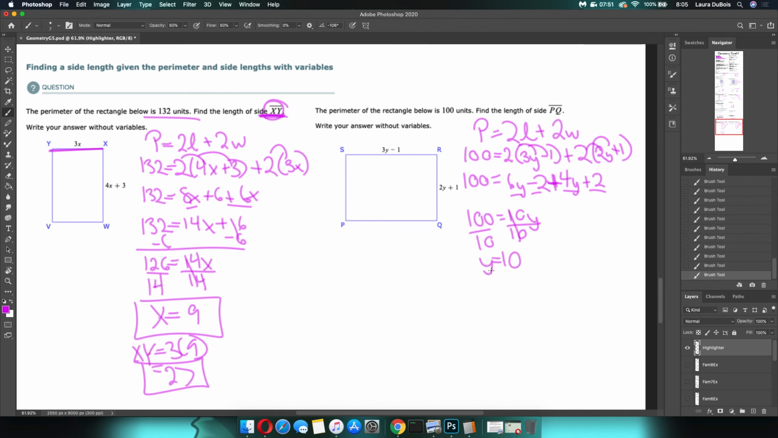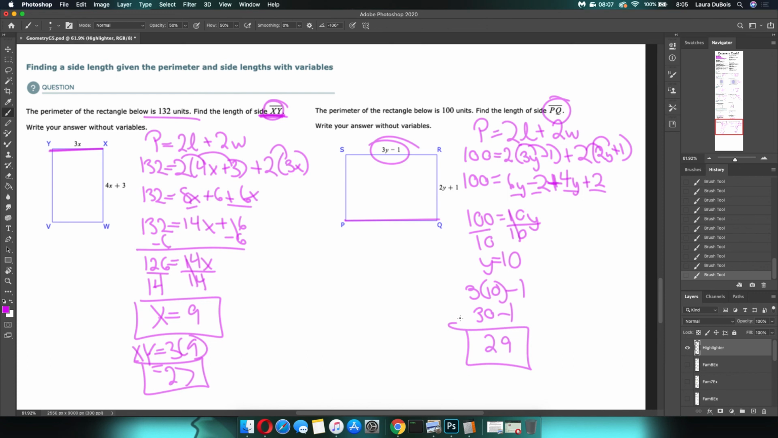And what are they actually looking for? PQ. What's PQ? PQ is this side, which means we're using this measure. So 3 times 10 minus 1, 30 minus 1, 29 is our answer.